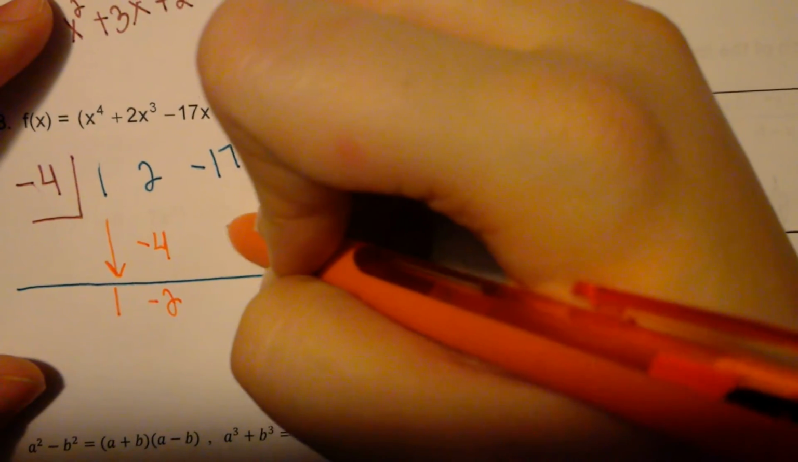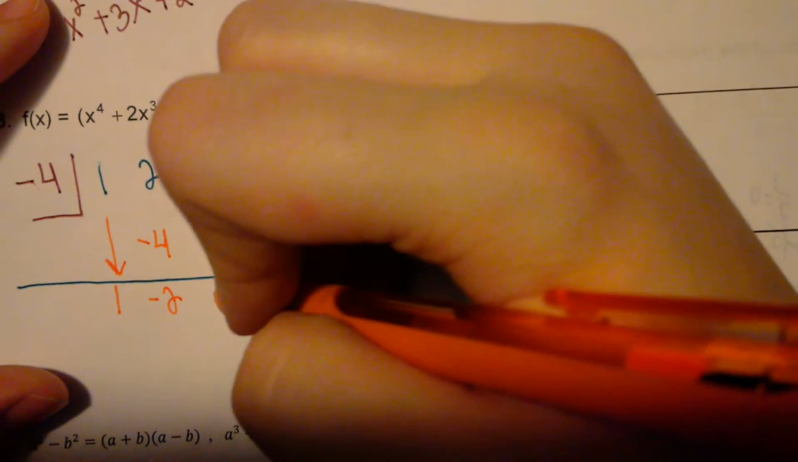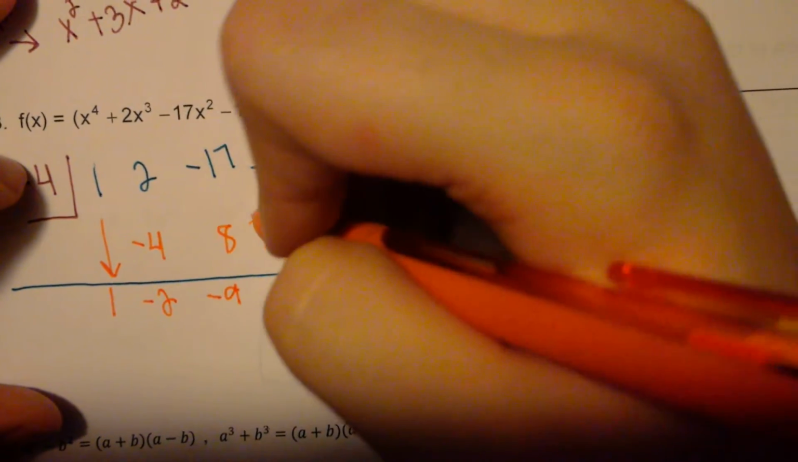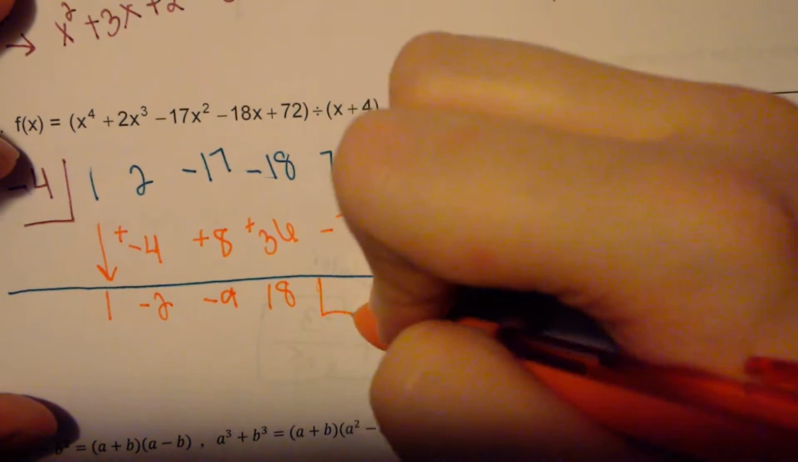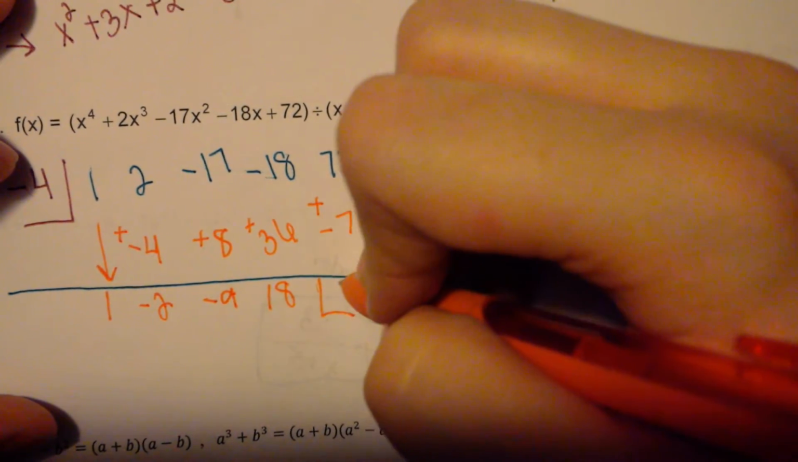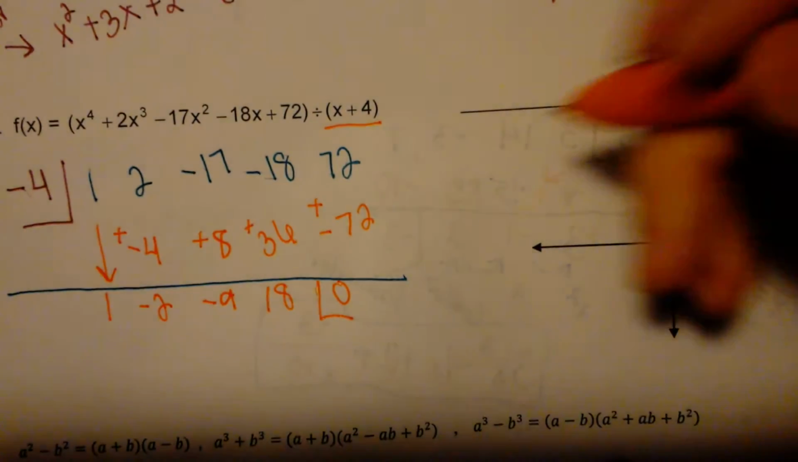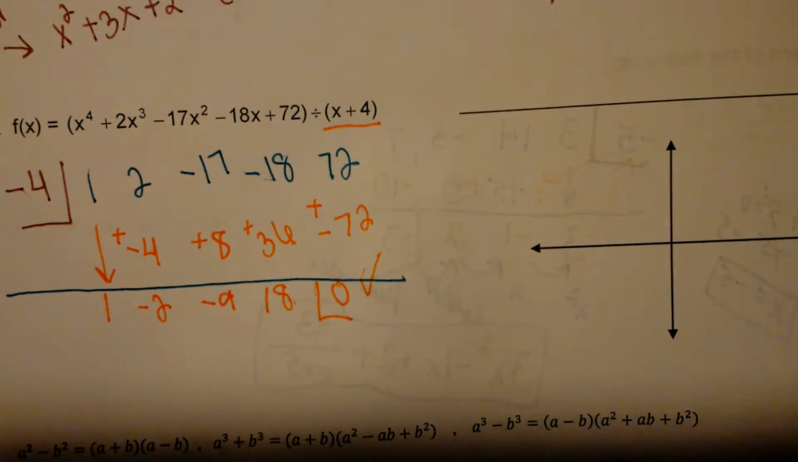It's going to multiply to be positive 8. That's going to add to give me negative 9. Multiply to give me 36. Add to give me 18. Multiply to give me negative 72. And again, when I add these, I get 0. And x plus 4 worked out. So now I need to factor this.